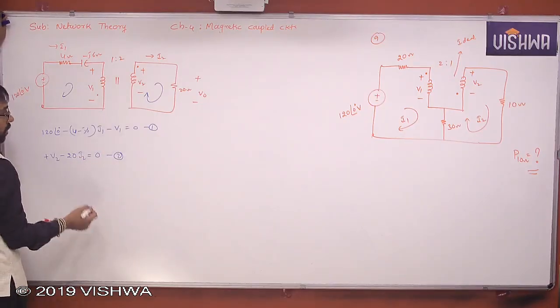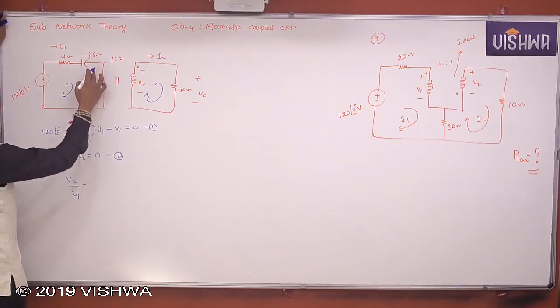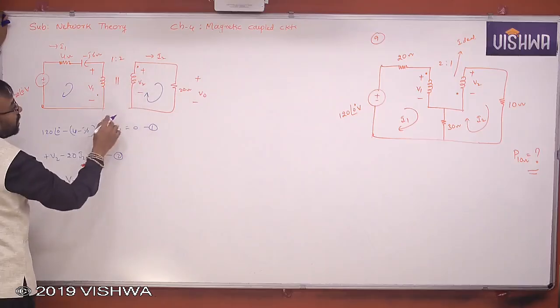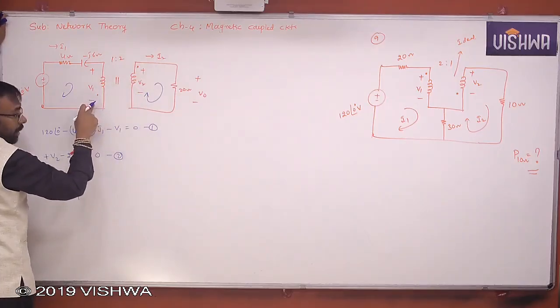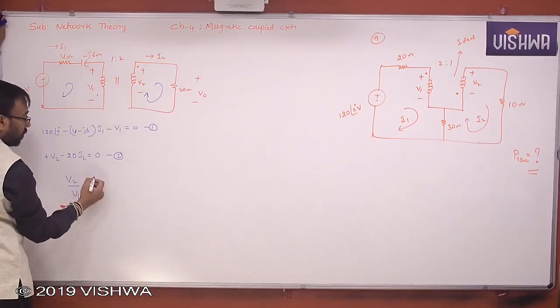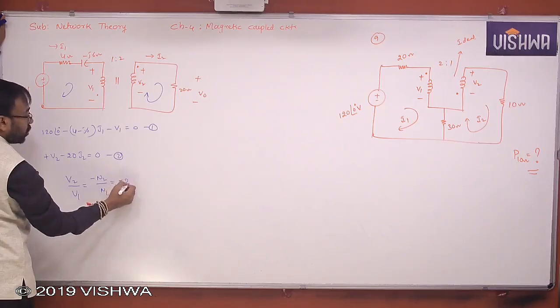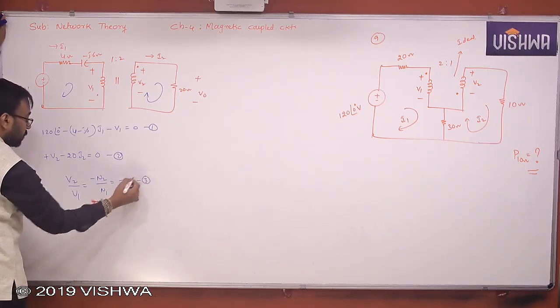Yes or no? We know that V2 by V1 is equal to plus minus, but look at this. This dot is given minus sign. It is supposed to be plus, right? But reverse. Therefore, the ratio will also become minus N2 by N1. Nothing but minus 2.